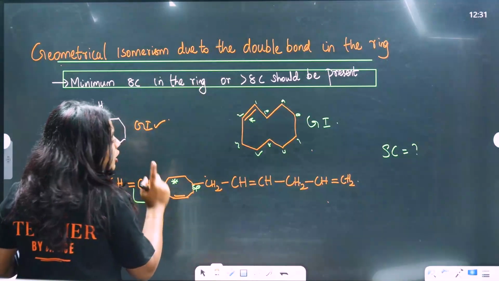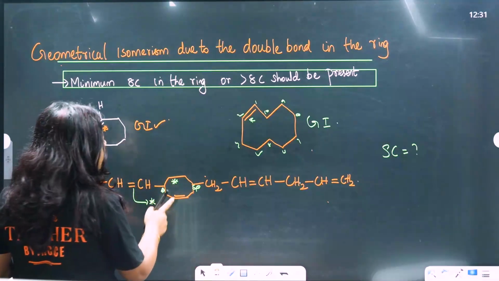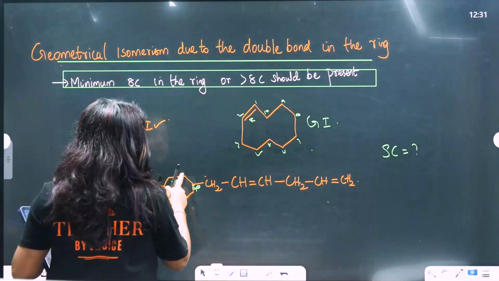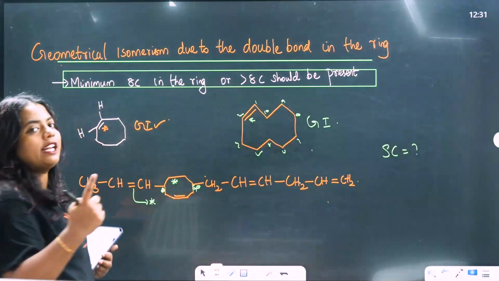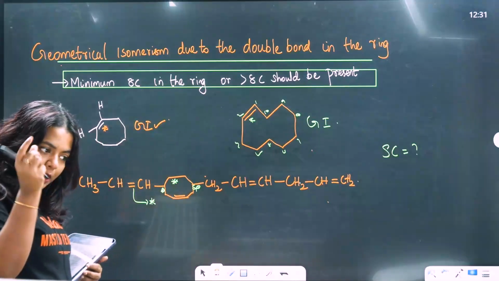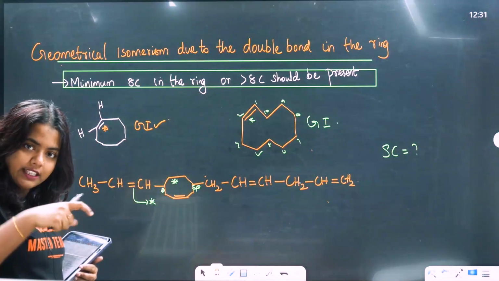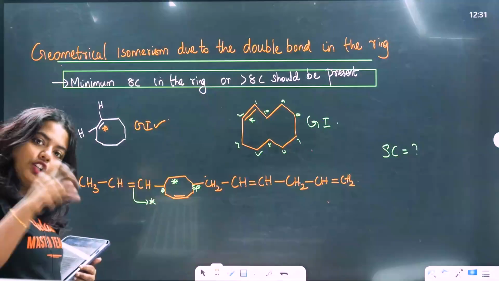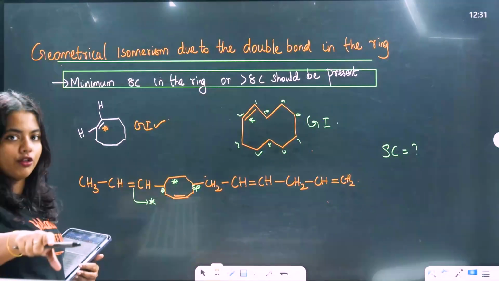That double bond will also show it. How will it show? 1 2 3 4 5 6 7 8, they have more than 8 electrons. So when the double bond is inside the ring and that ring has more than 8 electrons, that ring will also be showing it, and the double bond also will be showing.